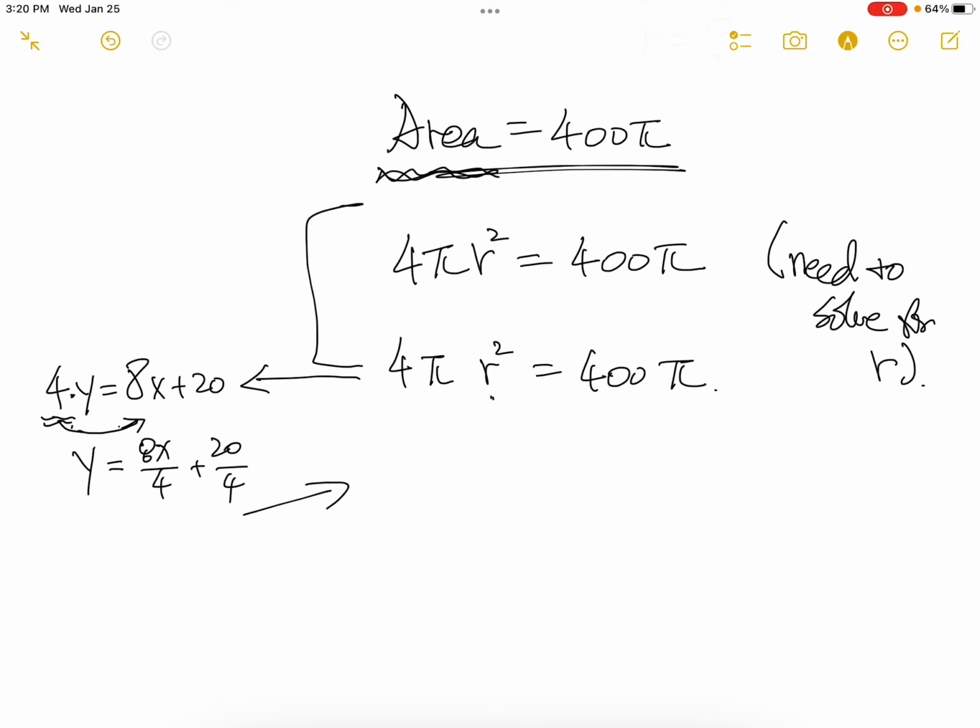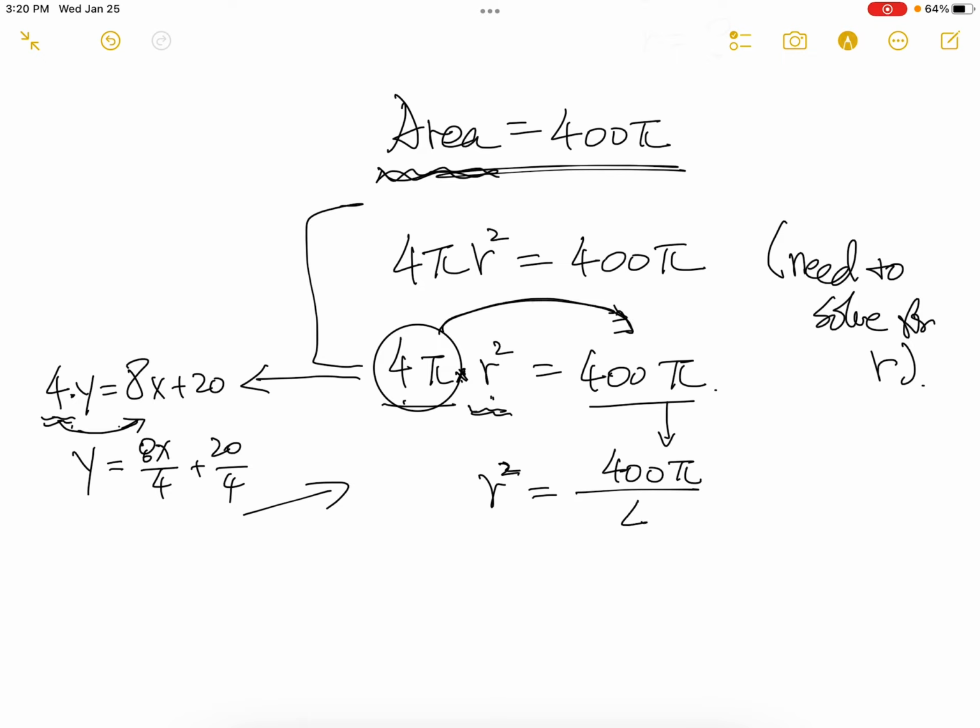So now let's go back to our example here. We want to solve for r, so we have to move this 4 pi over to the other side. So r squared equals, the 4 pi goes from multiplication to division. So this becomes 400 pi, we just copy this down here. The 4 pi gets moved over, becomes division, so it's divided by 4 pi.